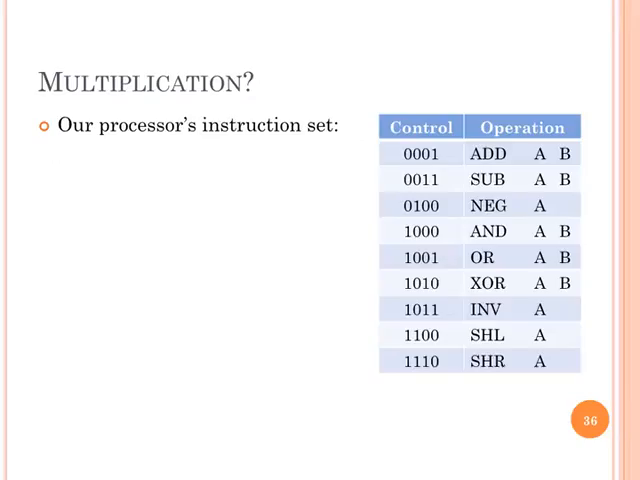Okay, this is our processor's instruction set. Can we implement multiplication? Well, certainly not by calling the non-existent mul instruction, right? We don't have a mul instruction, so we can't do multiplication.